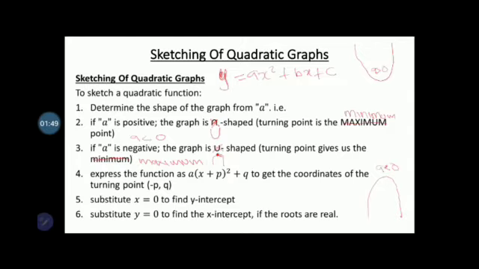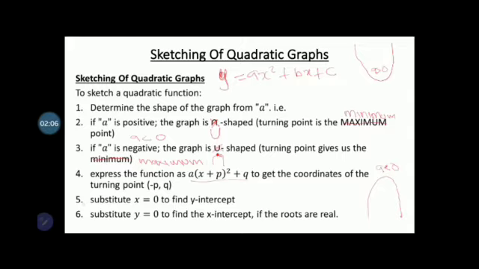So check my previous video on turning points. In case you have forgotten, express your quadratic function first of all in this form, then pick out your turning point, negative p, comma q. Get the p, negative, you add the negative, then comma the q.